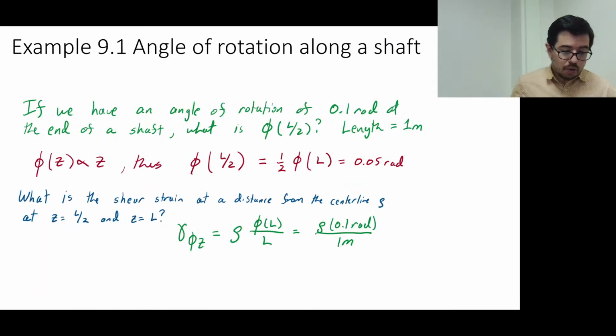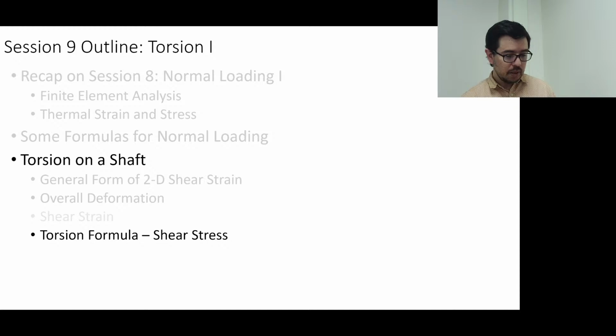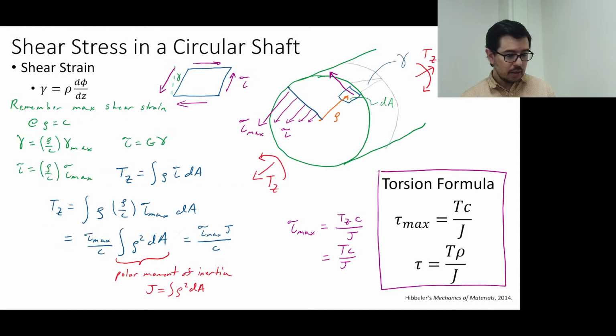All right, a couple of things. Angle of rotation along a shaft. We also know that the angle of rotation along a shaft is proportional to where you are, z. So this is going back to the length of the shaft. We can figure out that it's going to be dependent on how far along you are.